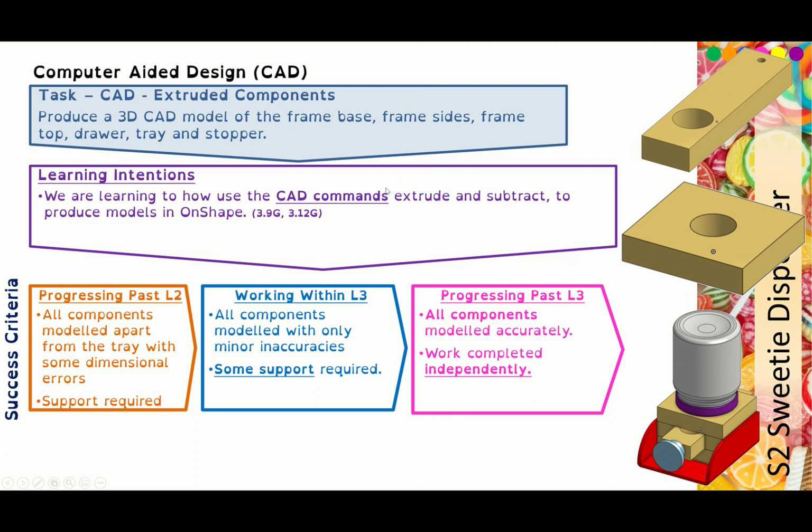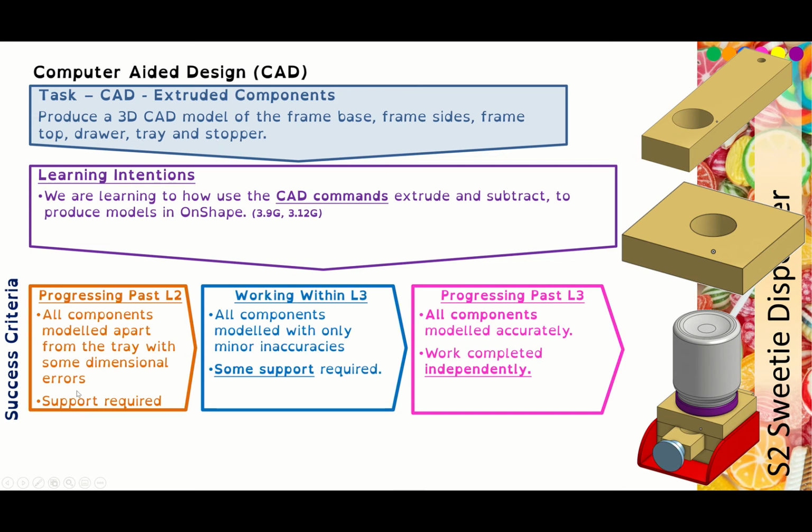Hi there, this is the first in a series of tutorials looking at producing a CAD model of a sweet dispenser. It's going to be using the CAD software Onshape, and in the first set of tutorials we're looking at using the CAD commands extrude and subtract. These will be used to produce 3D models of the frame base, frame sides, frame top, drawer, tray and stopper.